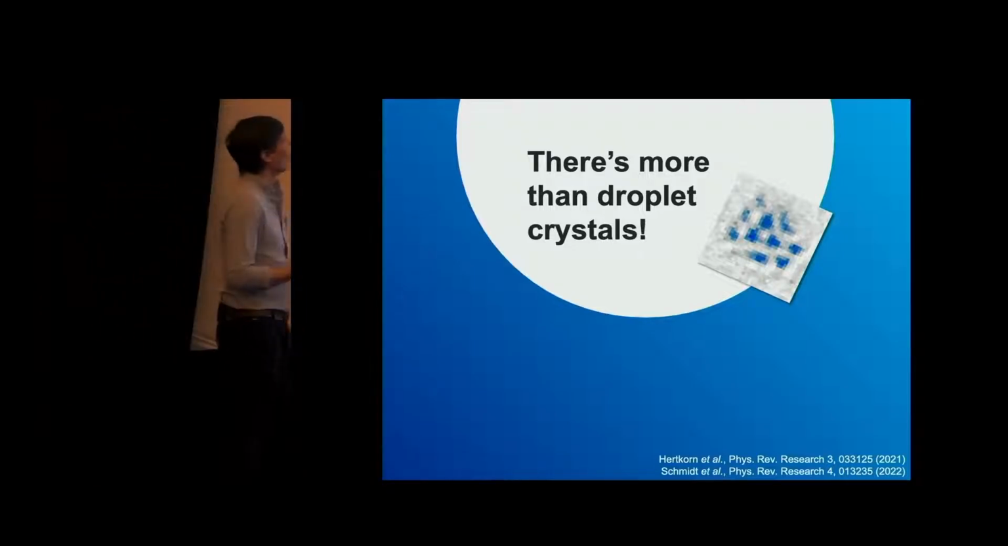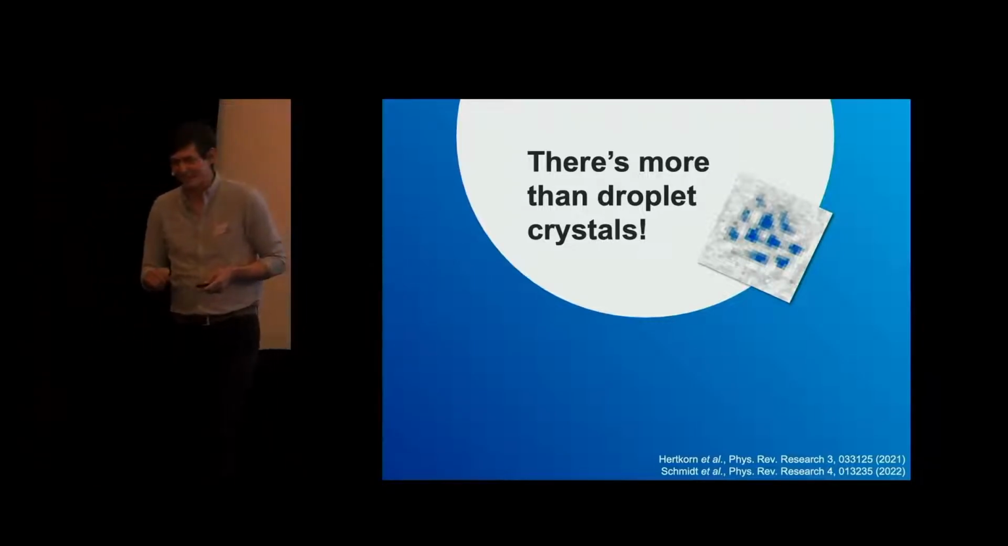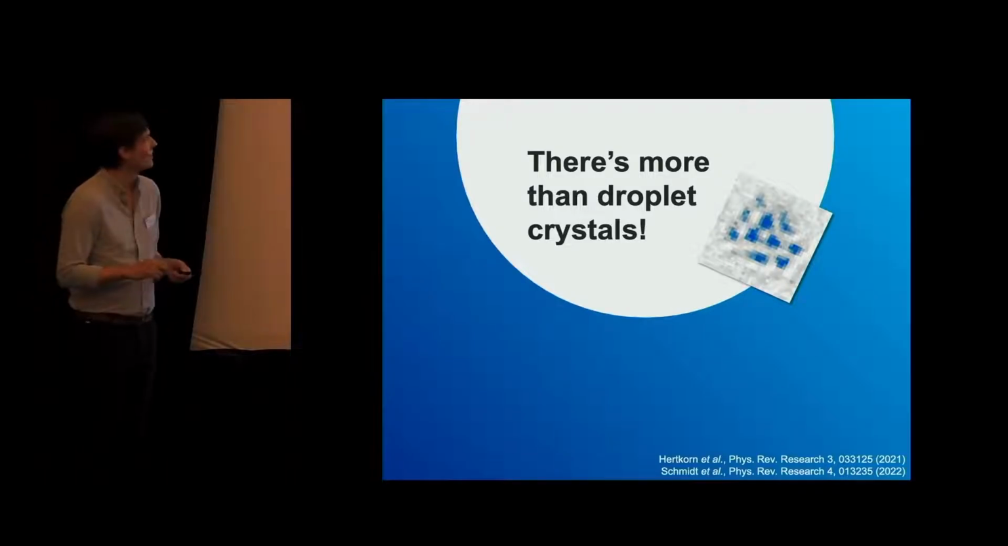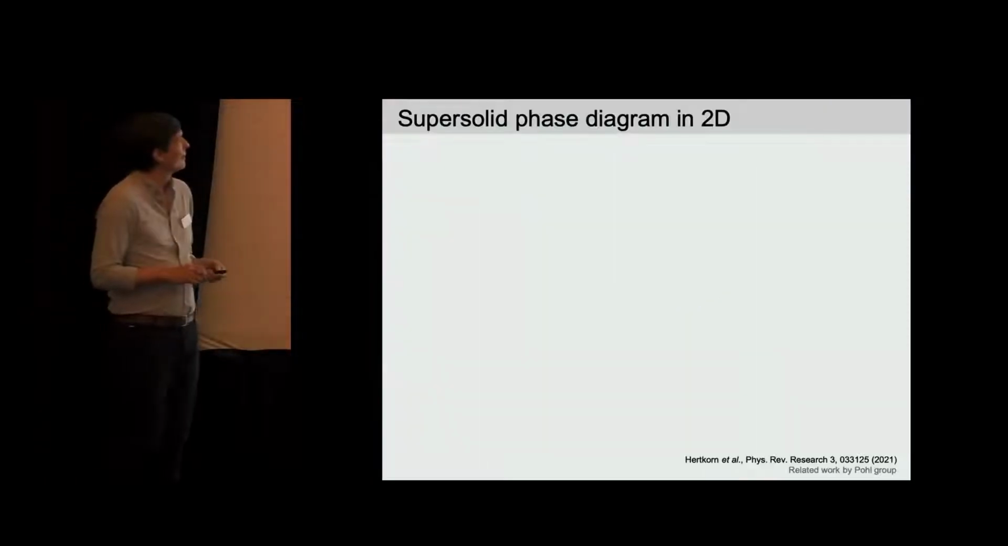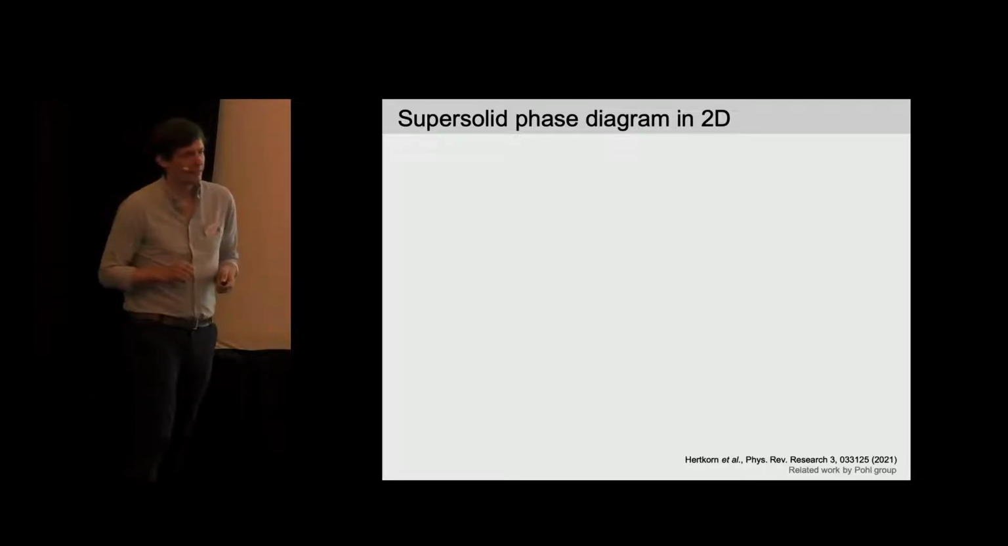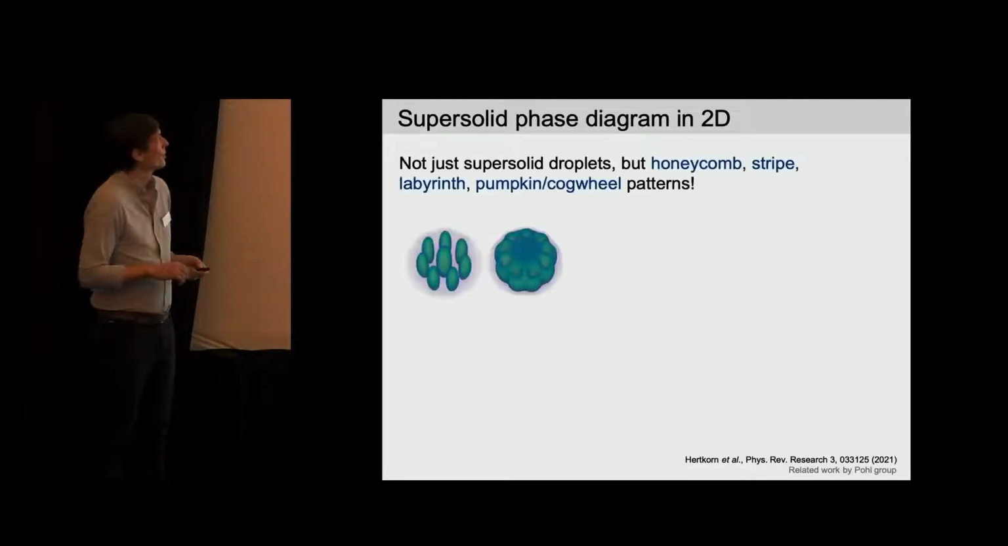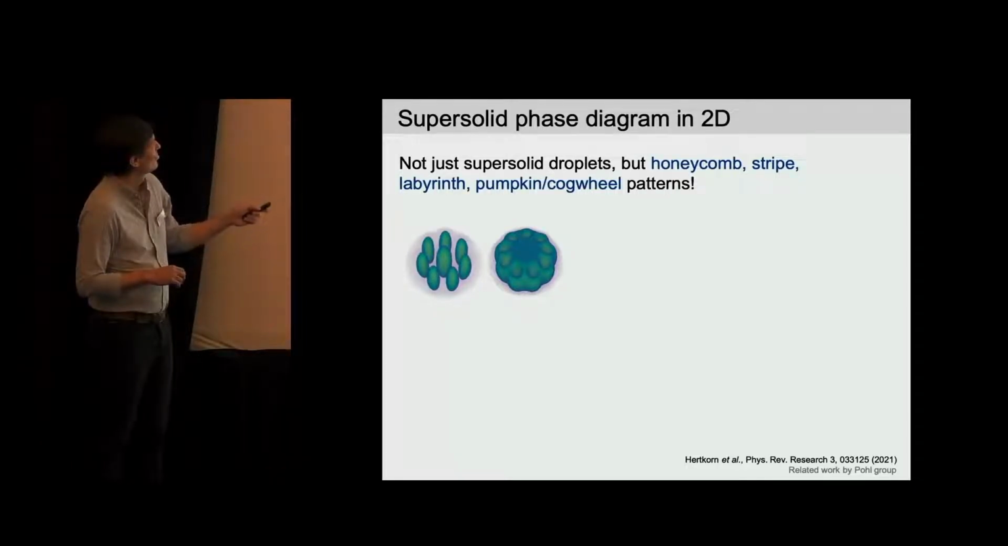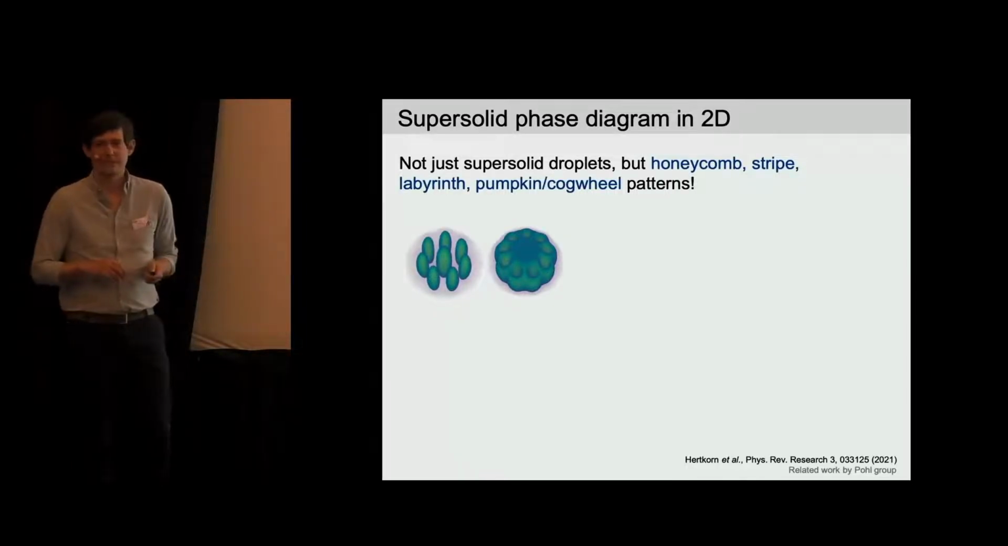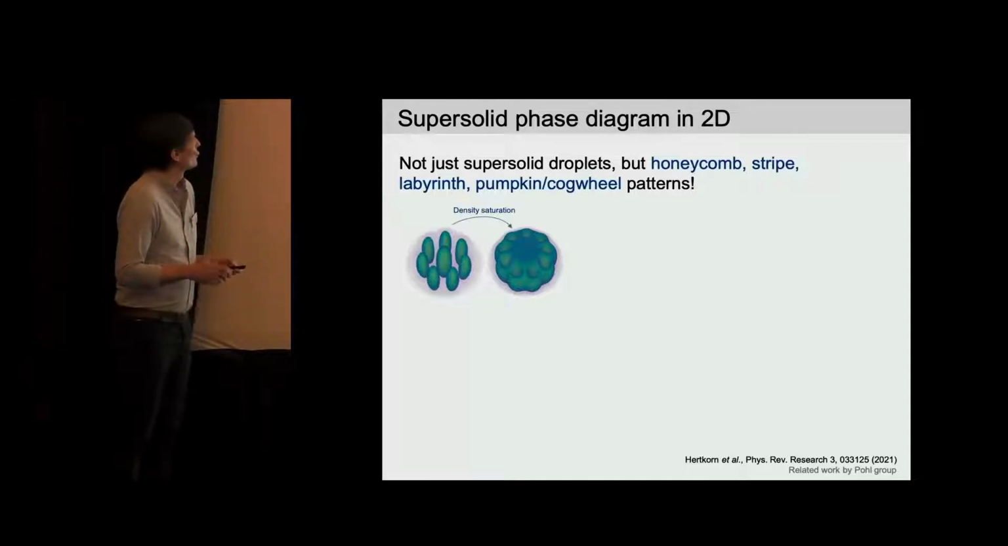But there's actually more than just droplet crystals. So I want to conclude with some nice pictures here. These droplet crystals are one thing, but it turns out if you calculate the phase diagram in 2D, there's much more going on here. What you get are not these droplet supersolids, but for example, also honeycomb patterns like this one. And so what is going on here?